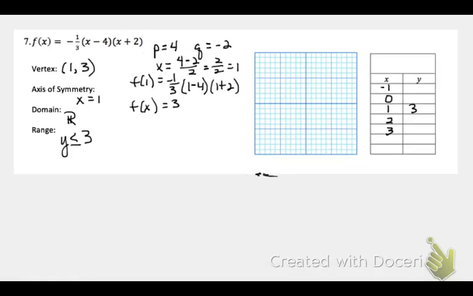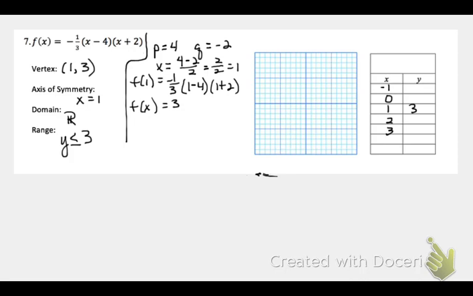In number 7, notice that this graph is in intercept form. So the first thing you want to do is to pick out the x-intercepts, the p and the q values. So p is 4 and q is negative 2. Then we want to find the vertex. So you're going to find the middle of p and q to find the x value, which is 1, and then you'll plug in 1 to find the y value, which is 3. So you have your vertex, which is 1, 3.